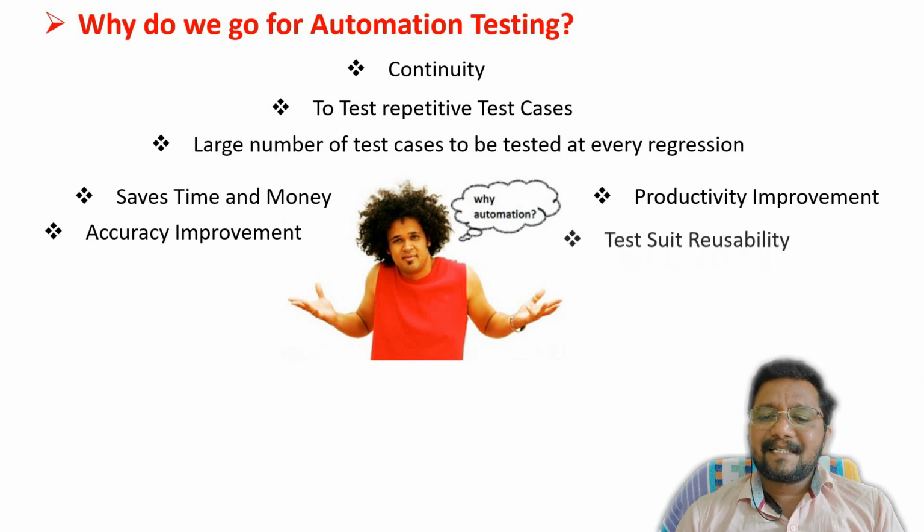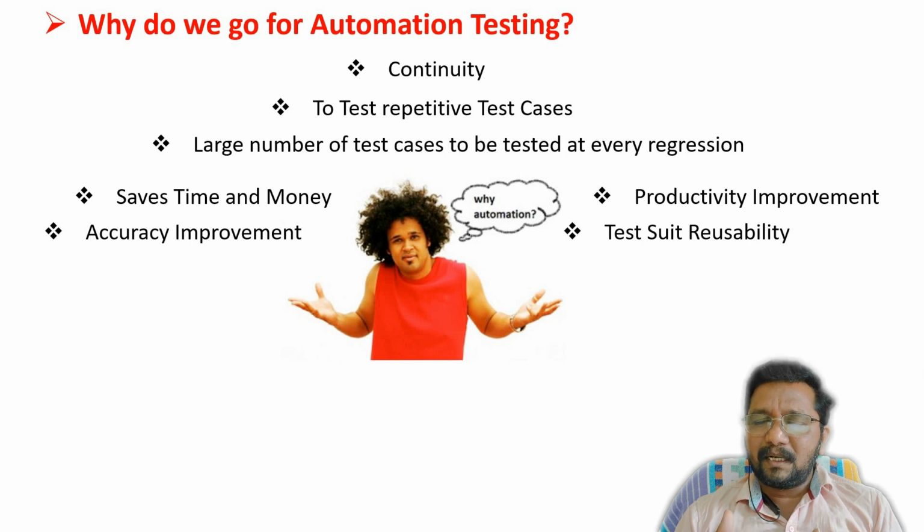The next, test suite reusability. That means what? For the first release, we prepared some test suite with some test cases, and in the second release also the same test cases are being tested. So the same test suite can be used for the second release, third release, fourth release also. There is no scope of rewriting the code. Once you write the code, that code can be used for every release with a few modifications, right? That's why there is test suite reusability available for automation testing, friends.